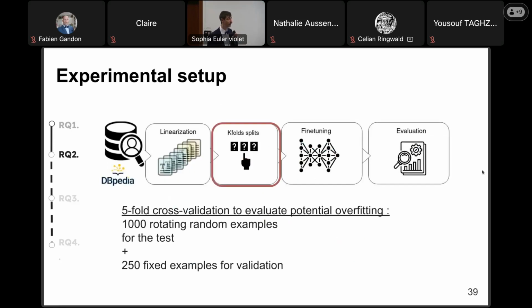As we also wanted to evaluate and prevent potential overfitting, we propose to conduct all our experiments this way. It will be the case for all the models that I will talk about in the next slides. We cross-validate each model to be sure that we are not overfitting. We use 5,000 examples for the fine-tuning, 1,000 for the testing at the end of the experiment, and 215 fixed examples used during the validation through the fine-tuning.